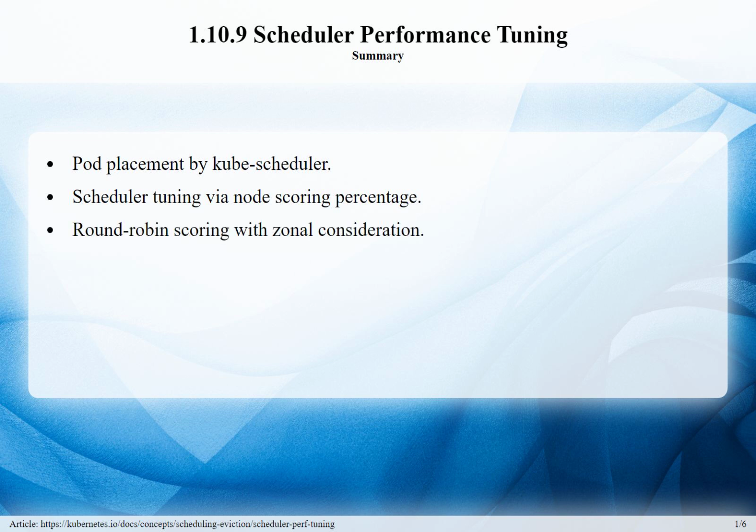Nodes are scored in a round-robin style, considering zonal distribution. For clusters under 100 nodes, adjusting this setting won't significantly impact performance, but in larger clusters, a thoughtful approach ensures effective pod placement.